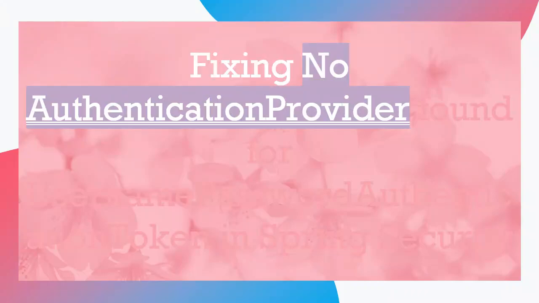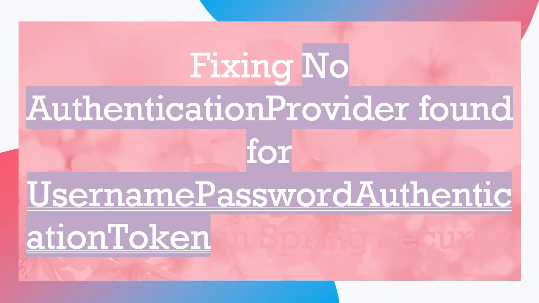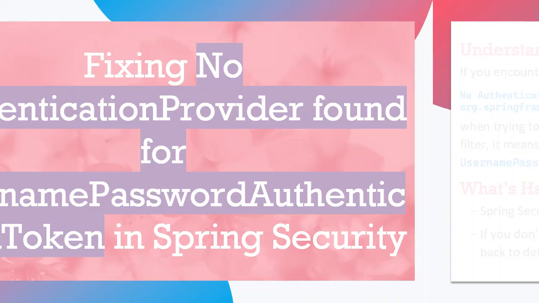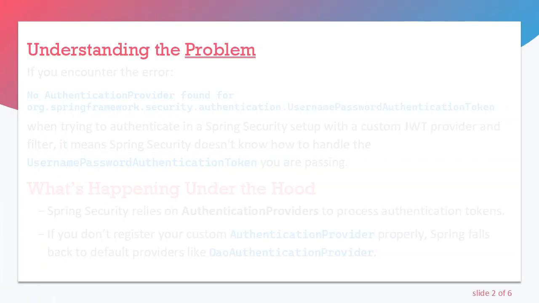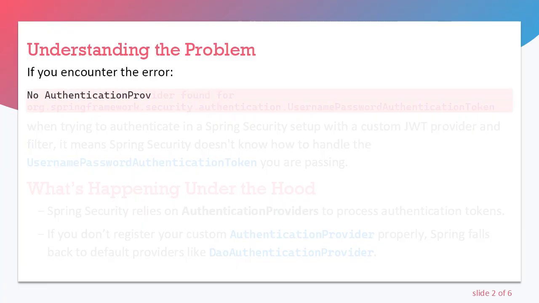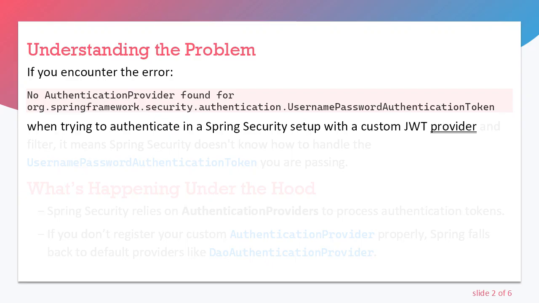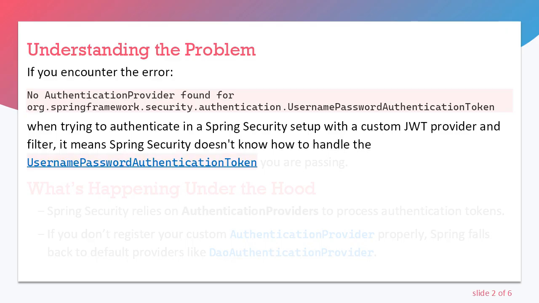Fixing "No Authentication Provider found for UsernamePasswordAuthenticationToken" in Spring Security. Understanding the problem. If you encounter the error when trying to authenticate in a Spring Security setup with a custom JWT provider and filter, it means Spring Security doesn't know how to handle the UsernamePasswordAuthenticationToken you are passing.